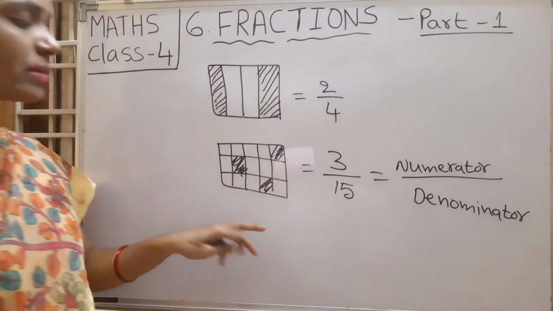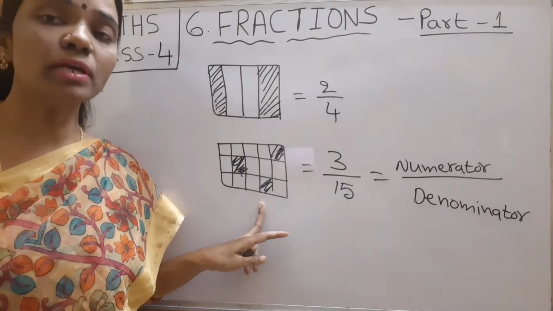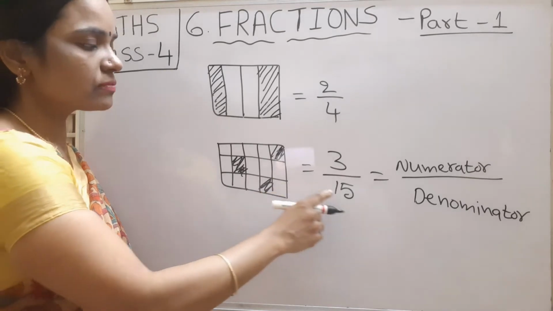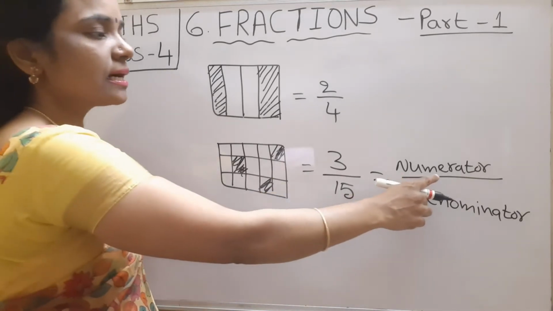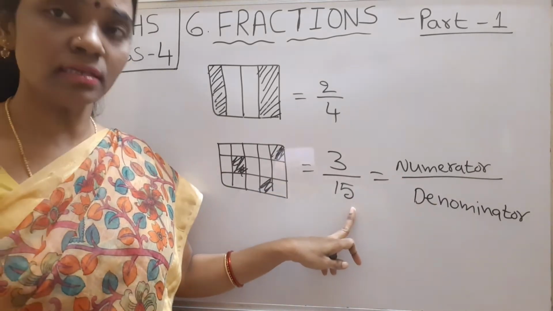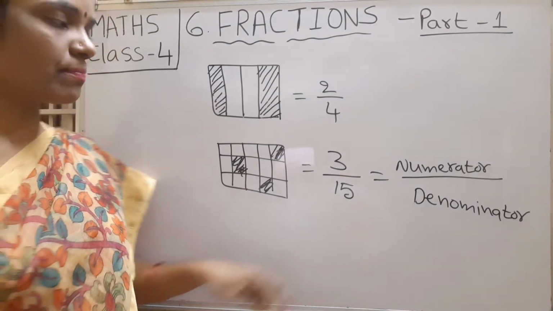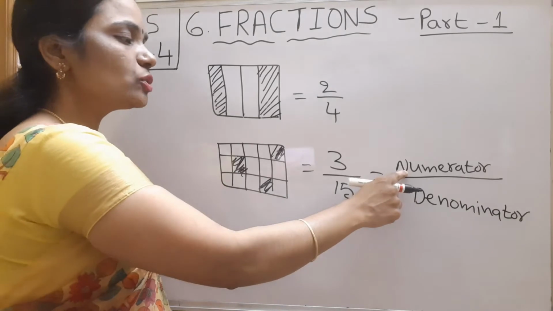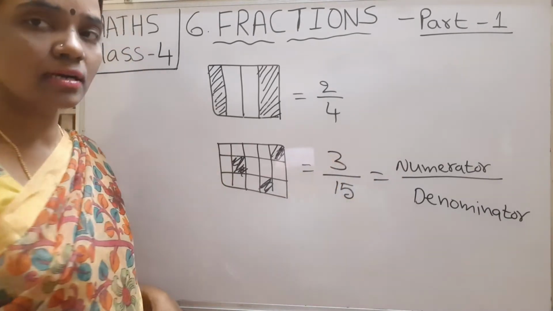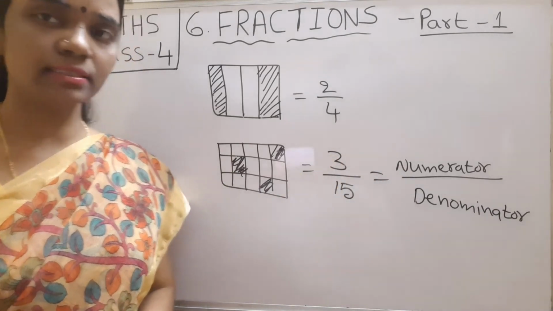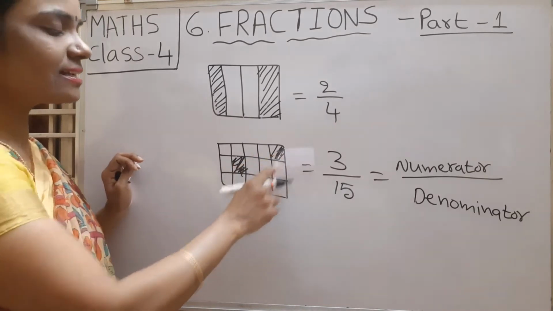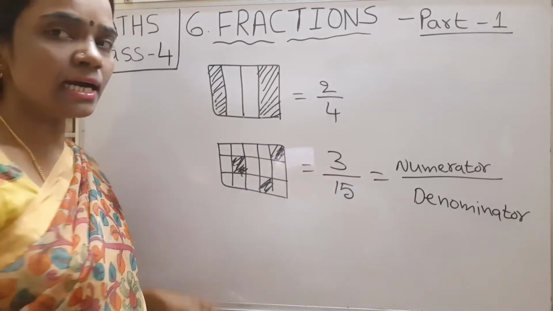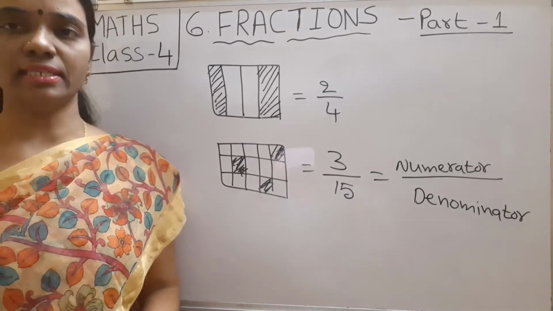We know that the denominator tells us the number of equal parts. So here in this shape, there are 15 equal parts. And the numerator tells us the number of shaded equal parts. How many are shaded here? Only 3 parts are shaded. So 3 by 15 is the fraction for the given shape.